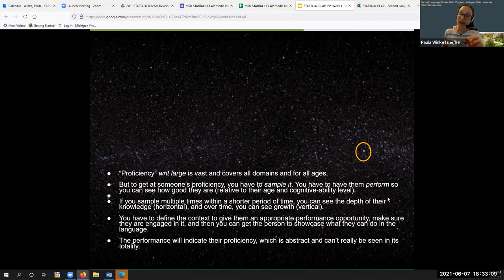So if you sample multiple times within a shorter period of time, you can see the depth of their knowledge. The depth of their knowledge is horizontal. And over time, you can see growth, which in our theory is vertical. So you have to define the context to give them an appropriate performance opportunity, make sure they're engaged in it, and then you can get the person to showcase what they can do in the language. The performance will indicate their proficiency, which is abstract and can't be seen in its totality. You sample it, right? You go into it and say, let's see you do this task, and then it'll be an indication of your proficiency.